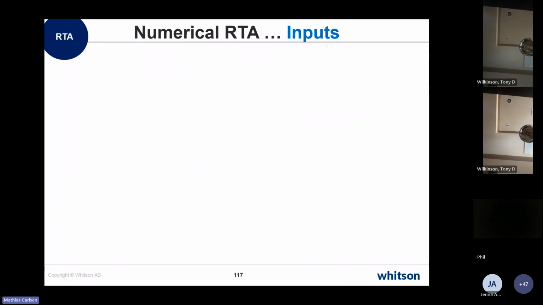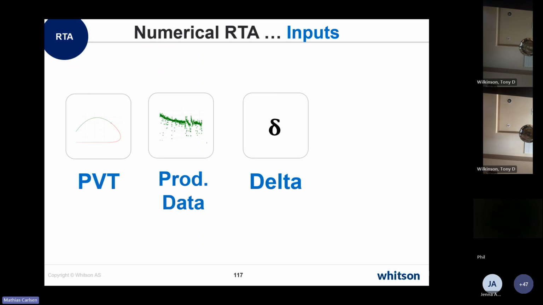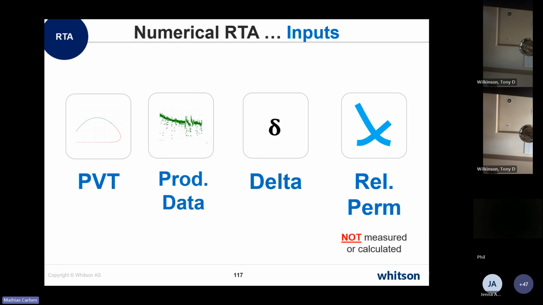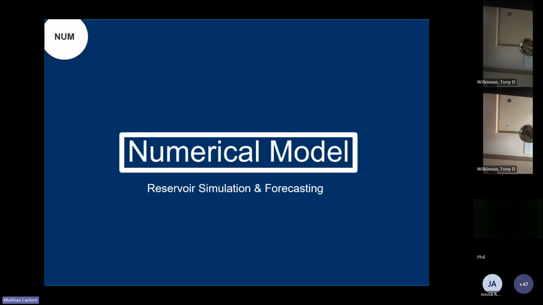When it comes to the workflow itself, it's exactly the same inputs, but in addition to production data, PVT, and rel perms, you now have this delta parameter as an input to the workflow. That was a little bit of foreshadowing on what's to come on that front. But it's going to be very elegant. The delta will be 0.5 by default. If you'd like to make it something else, you of course can.